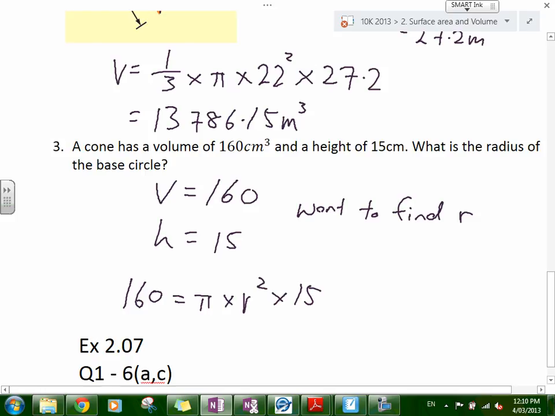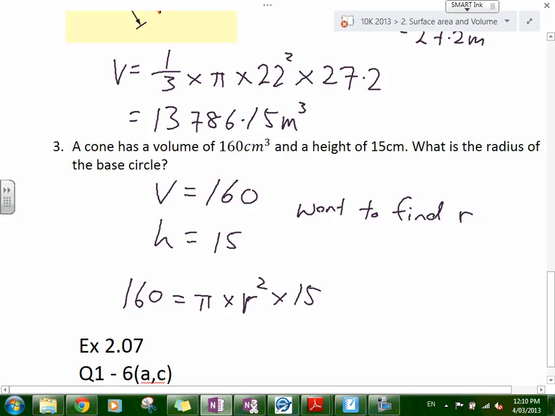So now 160, I know pi, r is what I'm looking for. Now the question is, how do I get this r squared on its own? Divided by what? What do I want to divide? So right now I've got 15 and pi multiplied by r squared. How do I get it on its own? Divide by 15 and pi.